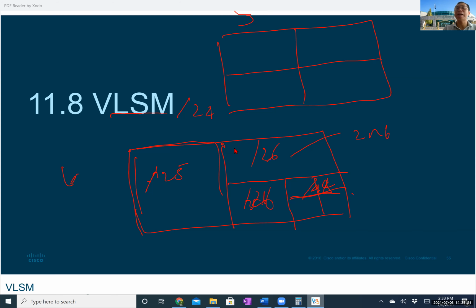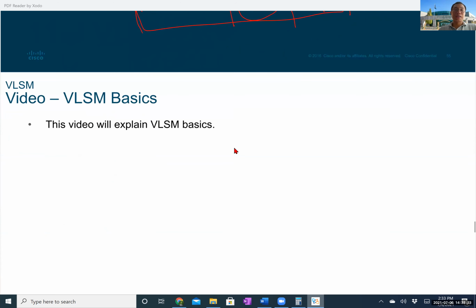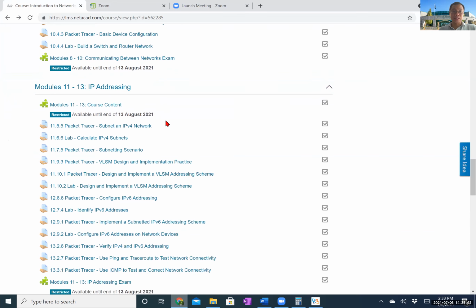So in that case, they are not fixed because they are not equal. In that case, they are variable length subnet mask. This one 25, this one 26, this one 27, and so on. They are not the same. Right? Okay, so we'll see the video explain the variable length subnet mask basics, and see why you have to break it down into variable length.